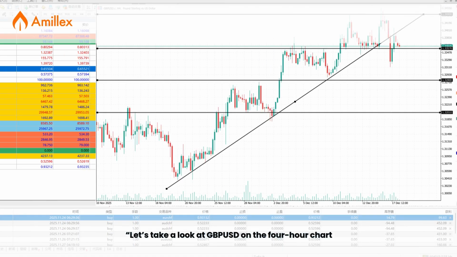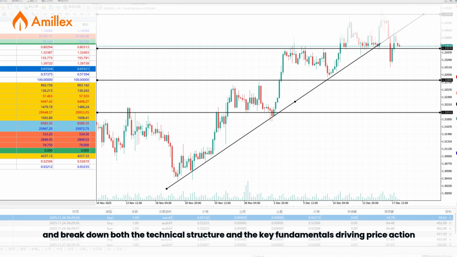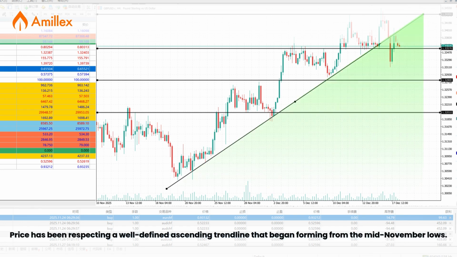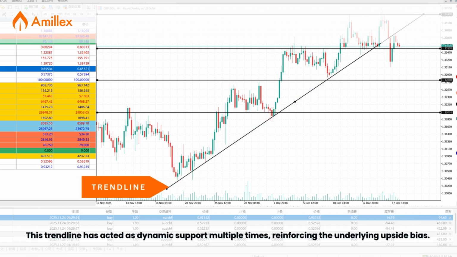Let's take a look at GBPUSD on the 4-hour chart and break down both the technical structure and the key fundamentals driving price action. Starting with the technicals, the broader trend on H4 remains bullish. Price has been respecting a well-defined ascending trendline that began forming from the mid-November lows. This trendline has acted as dynamic support multiple times, reinforcing the underlying upside bias.